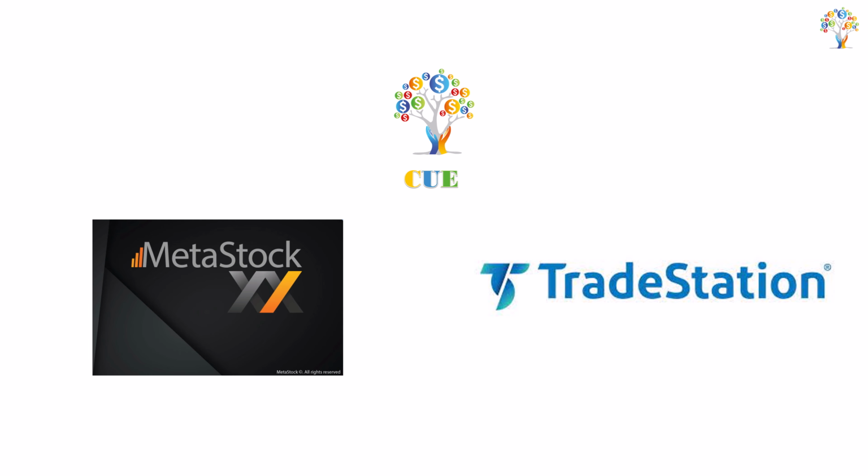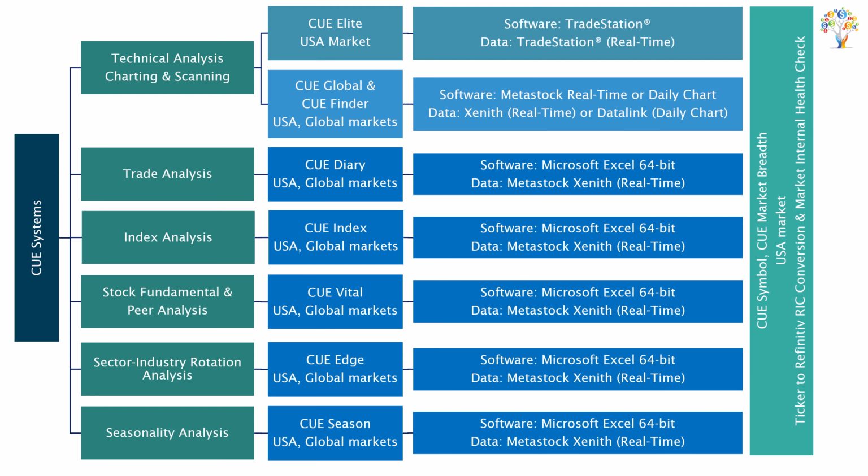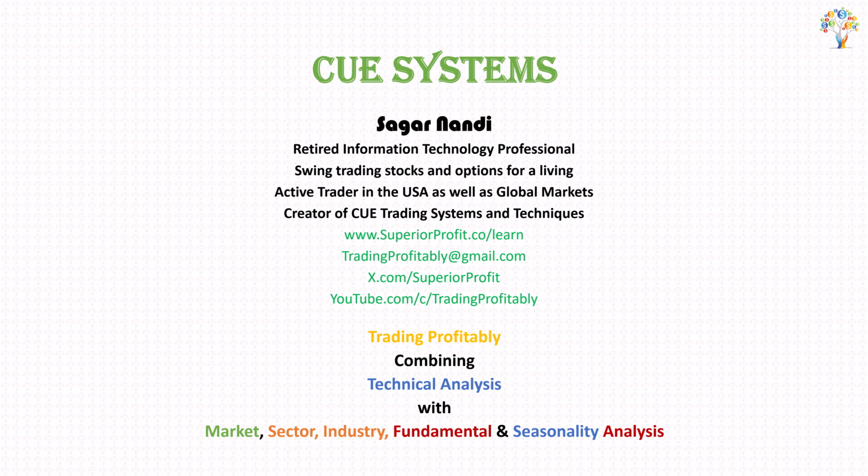I will use only one trading system for the complete analysis, Q. It runs on Metastock and TradeStation platforms. Q has multiple components covering market, sector, industry rotation, fundamental, technical, and even seasonality analysis, all done in 100% real time. I will use several of them today. Q was designed by Sagar Nandi, an active trader in multiple markets.